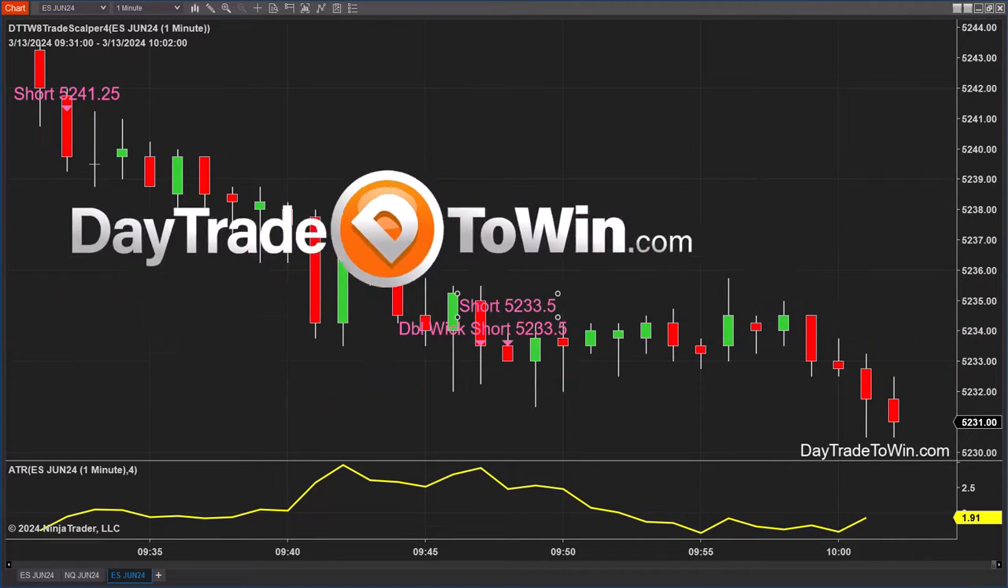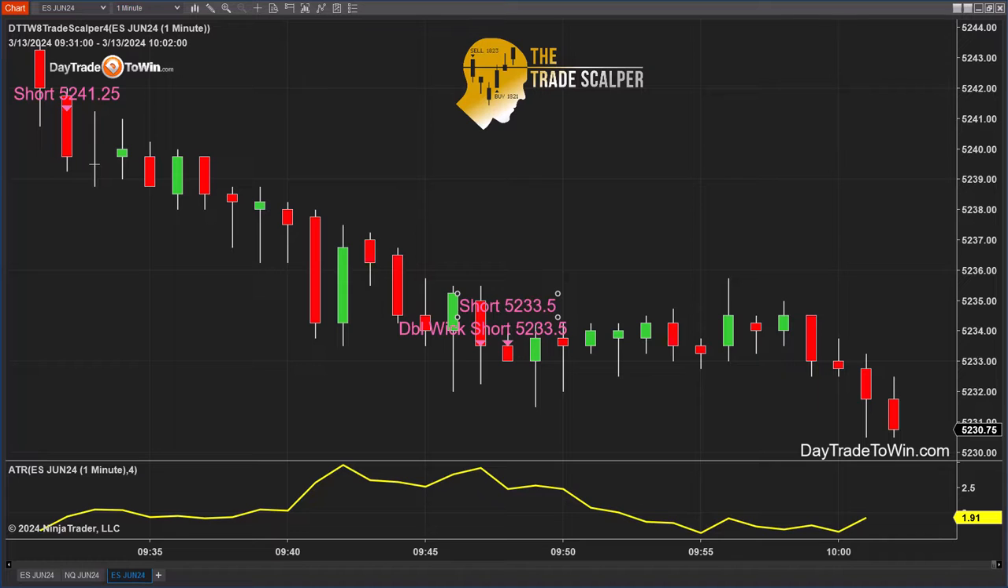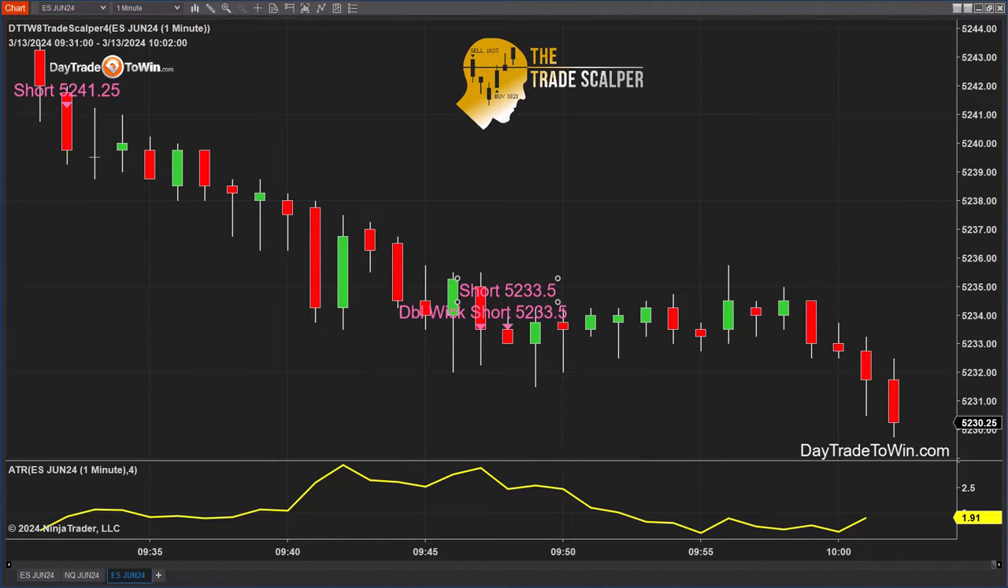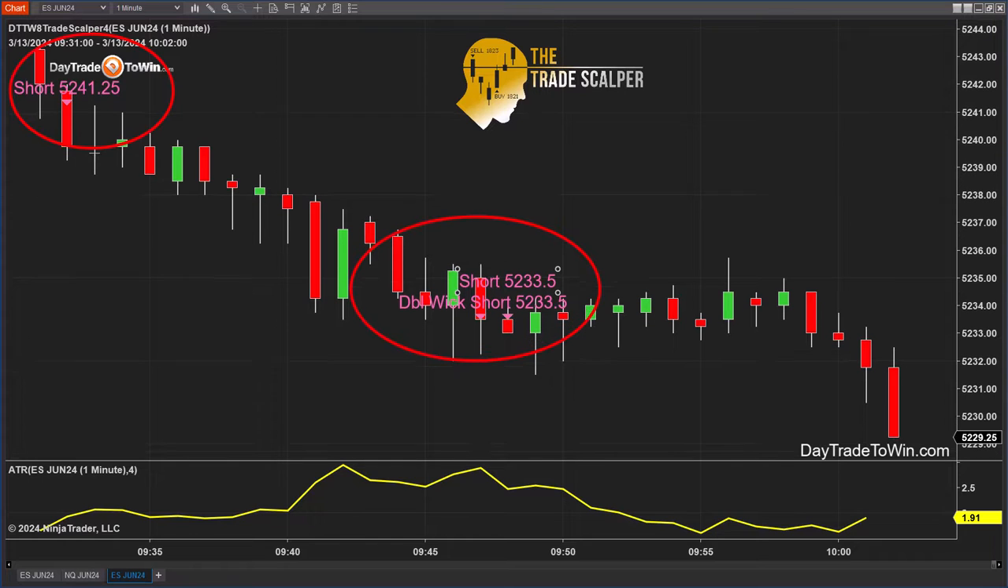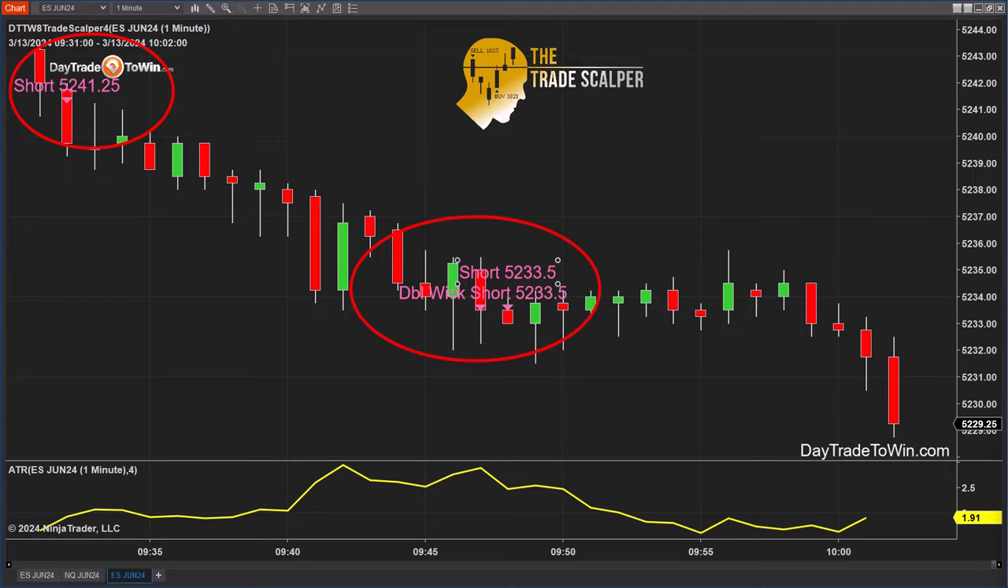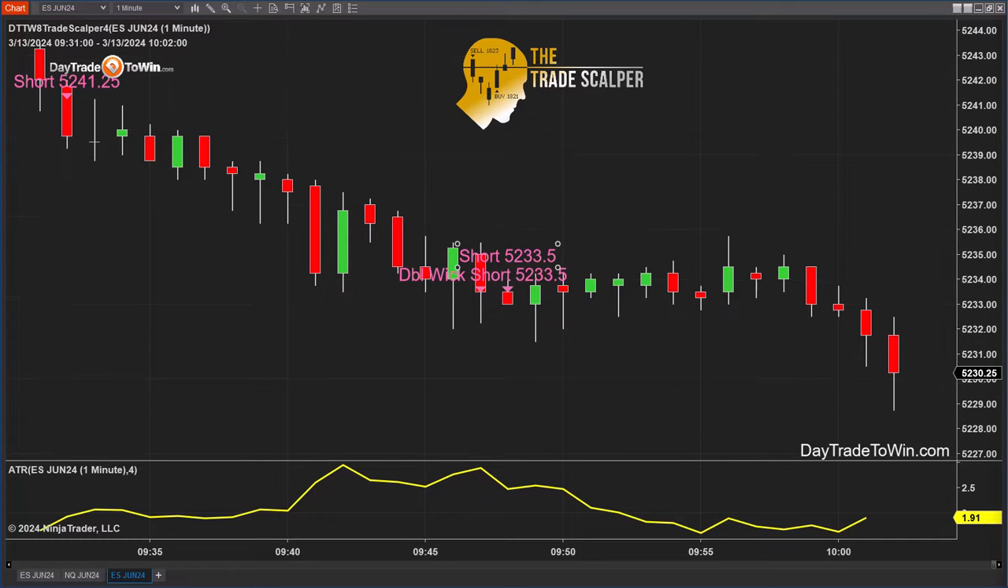Hello traders, today we're going to take a look at the Trade Scalper. The Trade Scalper plots signals on the chart telling you to go long or to go short. And funny thing is, I'm looking at this opportunity now to be a seller because we've had these two previous sell signals which I didn't take, and now I'm going to see if we have a new opportunity to sell the market. I'm going to follow the Trade Scalper.